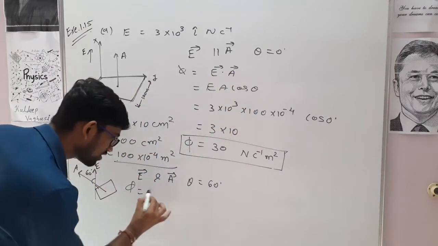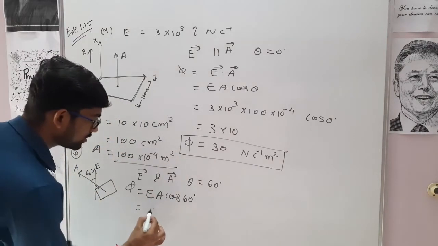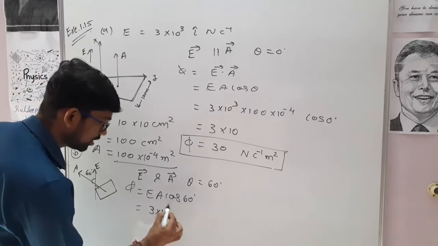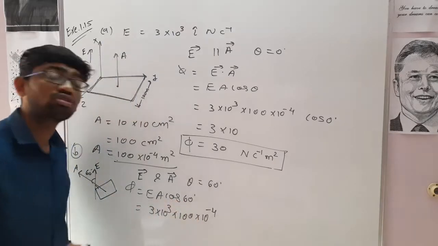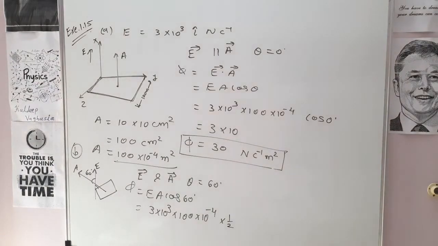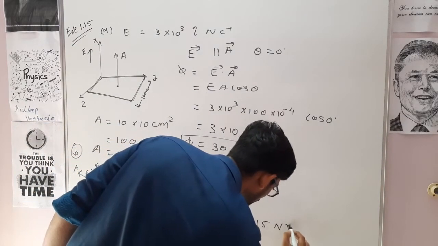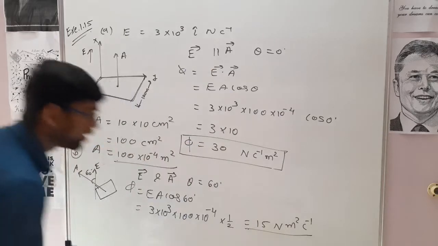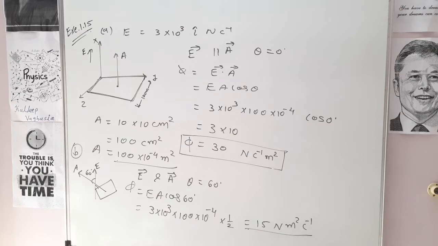So flux is equal to EA cos 60 degree. So EA is 3 into 10 to the power 3 into 100 into 10 to the power minus 4, and cos 60 is half, 1 by 2. Done. So your answer is nothing but 15 Newton meter square Coulomb minus 1. Okay, so this is the flux due to the surface. Understand or not?